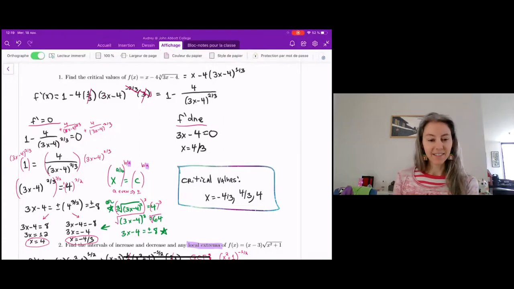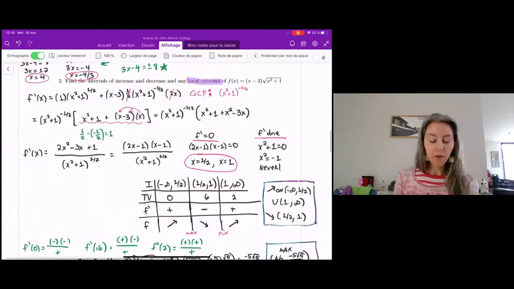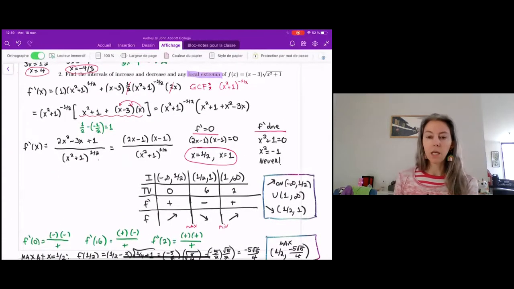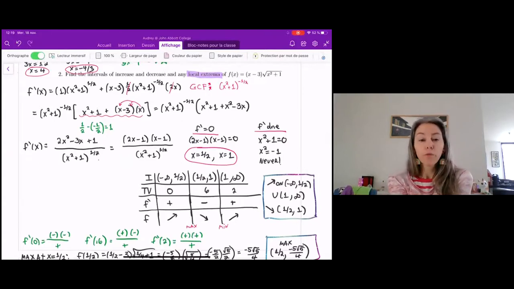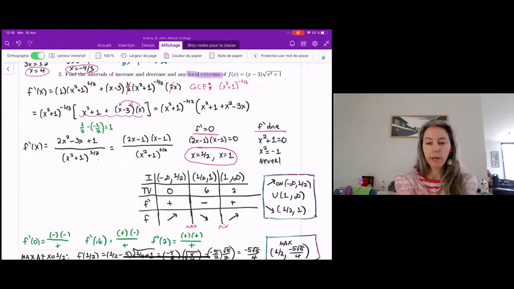All right, let's look at question 2. Now I've already written the solution to this, but I'm just going to talk you through it. So first we are asked to find intervals of increase and decrease and local extrema. So I'm going to be doing the first derivative test and the test for increasing and decreasing.